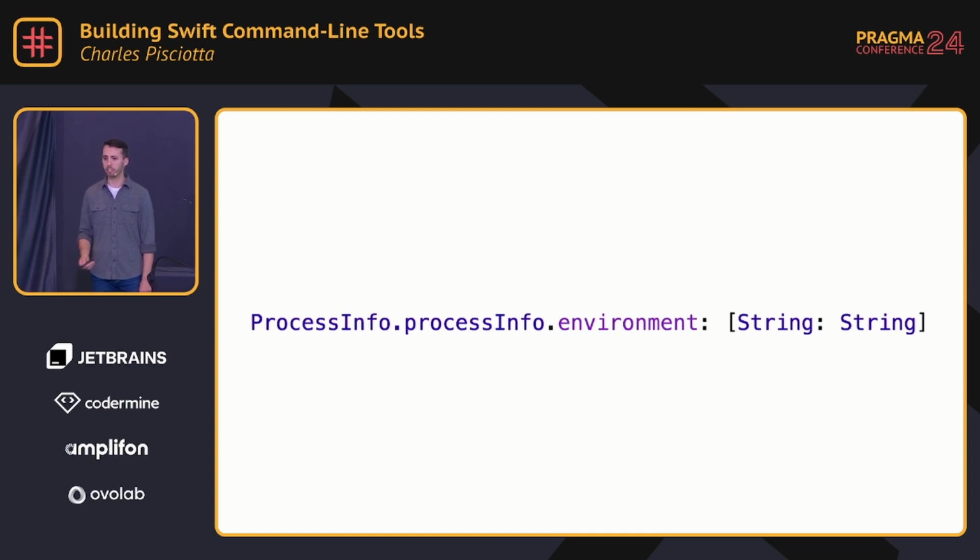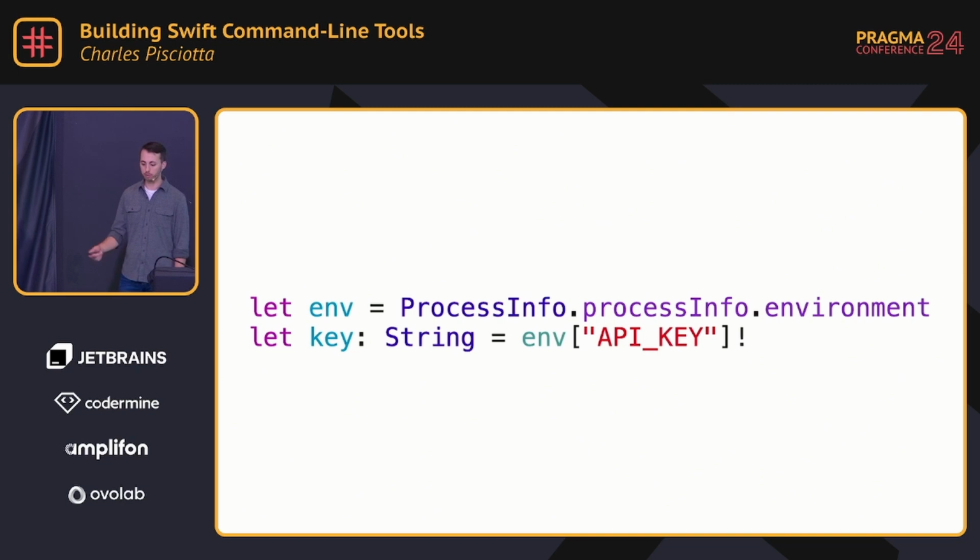This is a dictionary of string and string, where you can then access it in a very similar syntax. In this example, we're accessing an API key. And so for this example, you can potentially have different configurations. You can imagine like a debug and a production version of your tool.